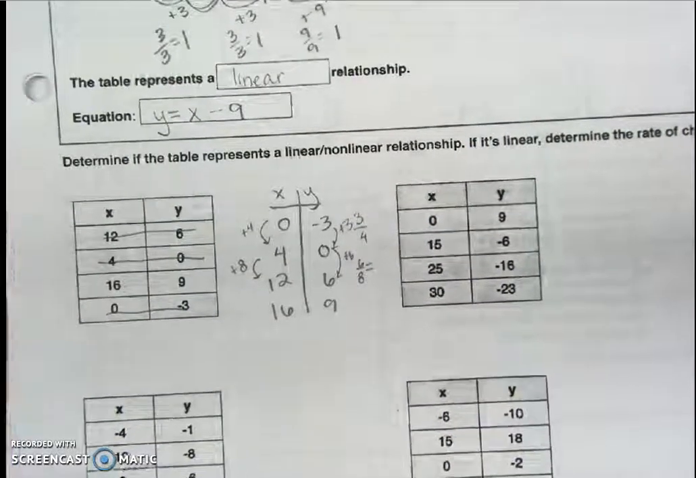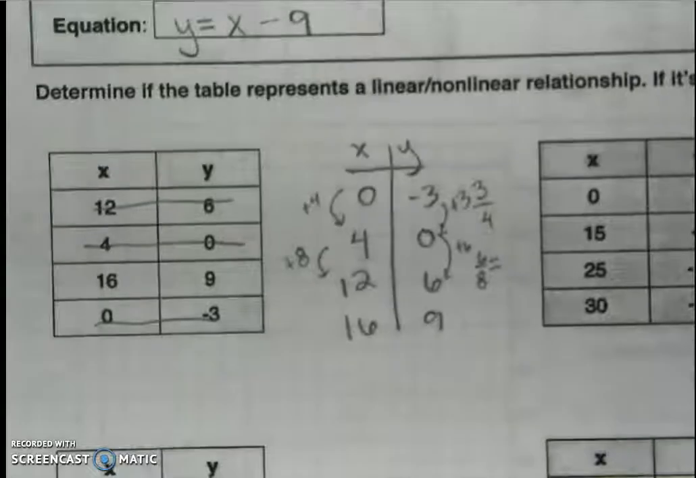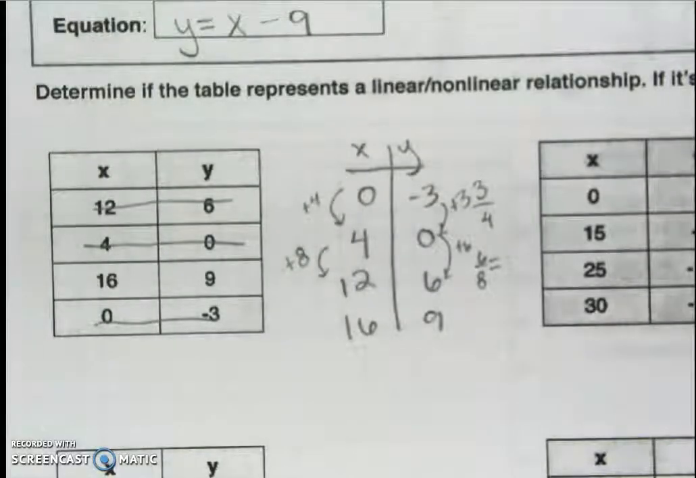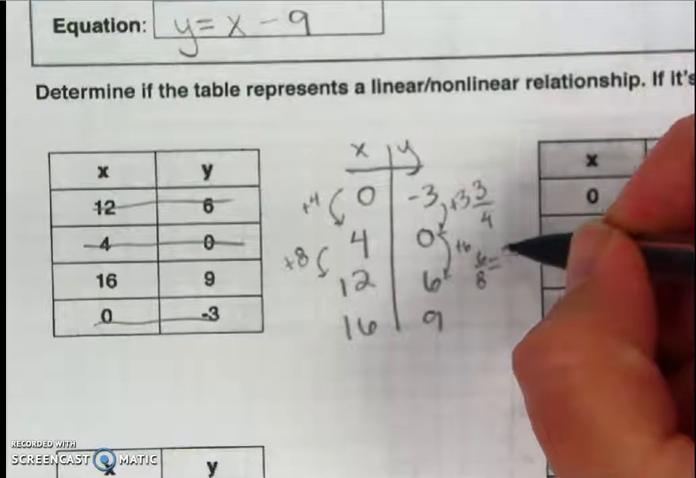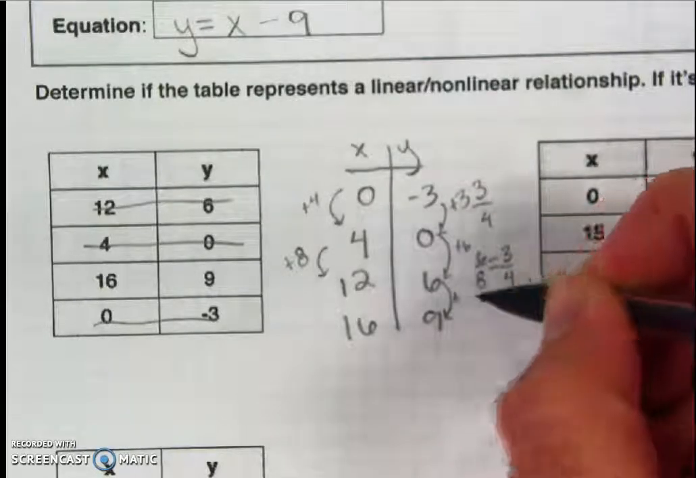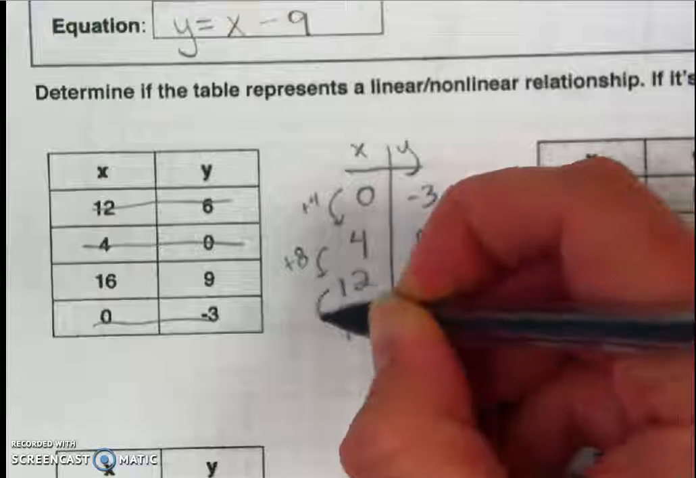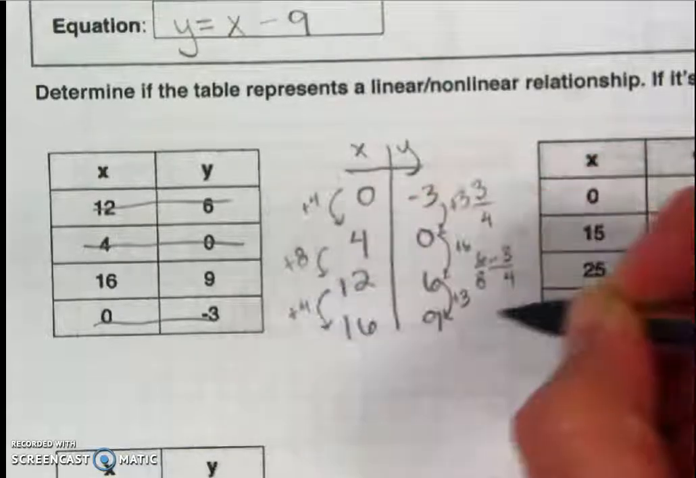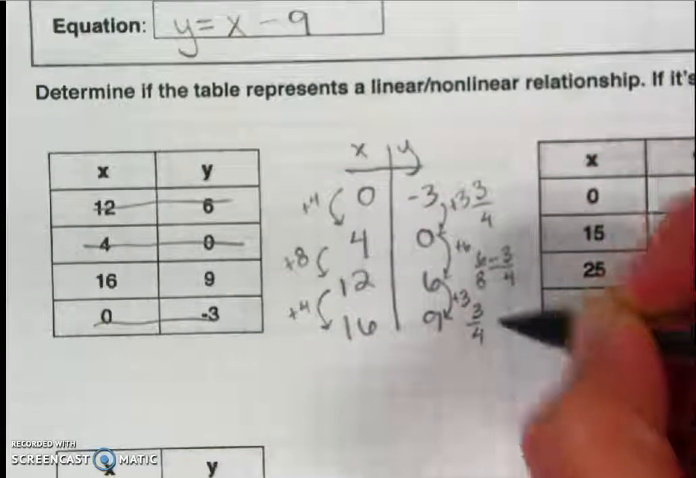Sorry if that's too small for you to read. Let's zoom in. 6 over 8 reduces down to, let's see, divide by 2, so we have 3 over 4 again. All right, and then this last one, from 6 to 9, they added 3. From 12 to 16, they added 4, so that would be another 3 over 4, and I can't reduce.